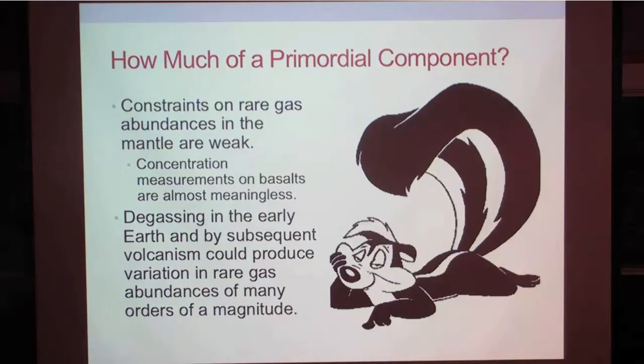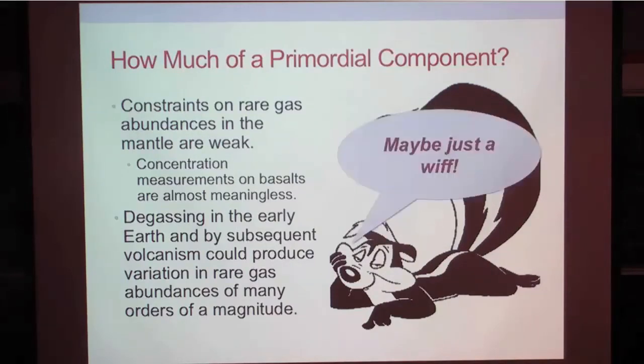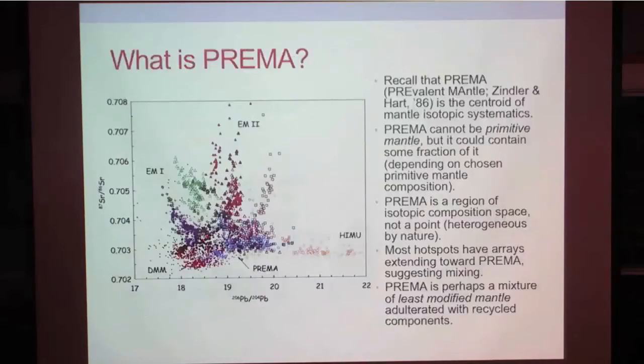The point being here is that the amount of rare gas involved in OIB is maybe just a whiff. We don't need a lot, because the other end member is so depleted in rare gas that just a whiff might be what we're seeing.